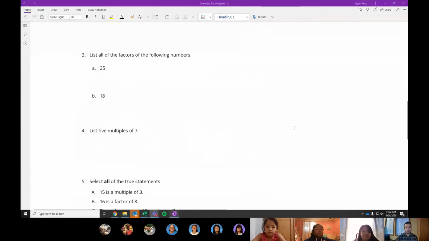Let's go to 3. List all the factors of the following numbers. Again, just finding factor pairs. We make our factor rainbow and see how many factors there are.